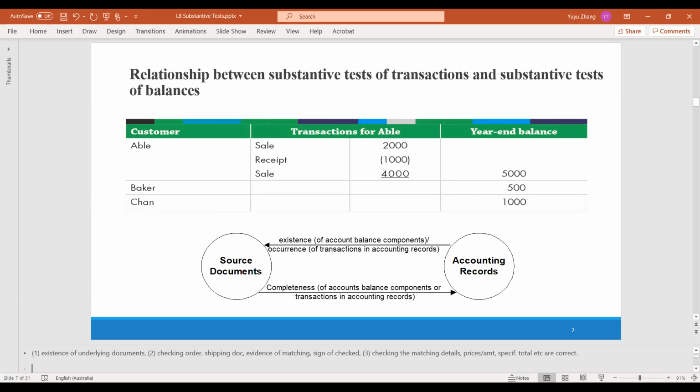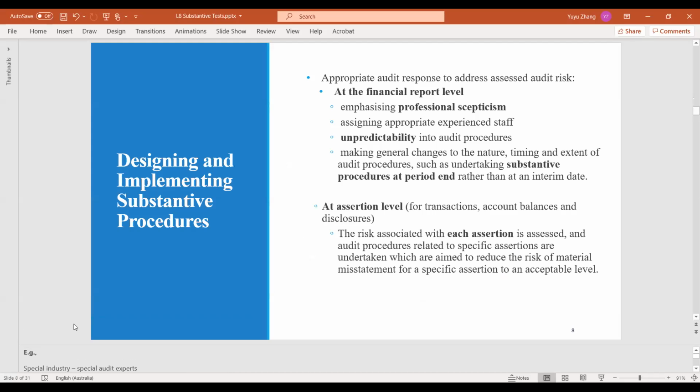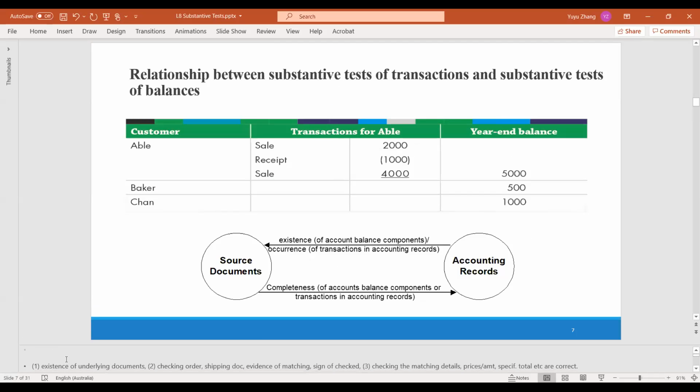So by doing that, do you think we are actually serving both test of control and test of transaction purposes? Yes, you do. You are doing both. We are serving both test of control and test of transaction purposes, right?